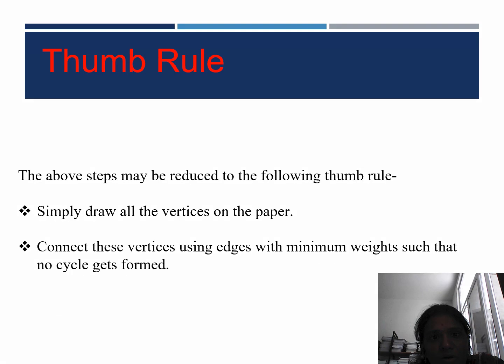So we have some thumb rules to follow. You have to simply draw all the vertices on a paper first. For example, if we have 8 vertices given, then 8 vertices should be drawn on a paper. Then connect these vertices using edges with minimum weight such that no cycle gets formed. No cycle should be formed is the only rule.